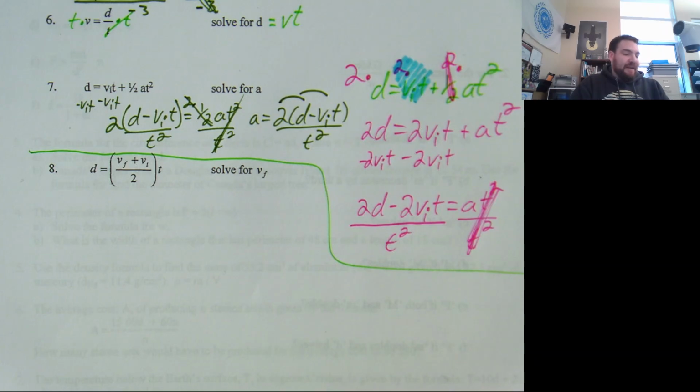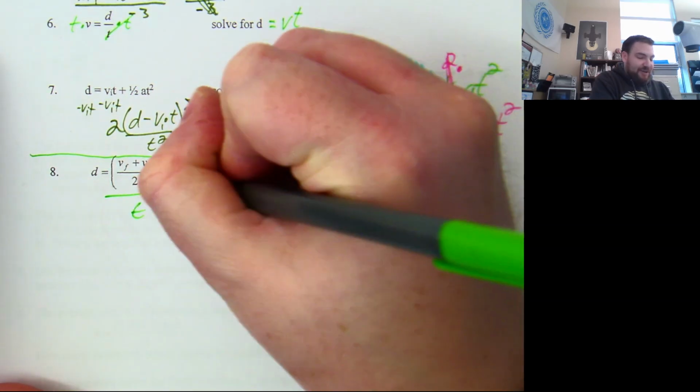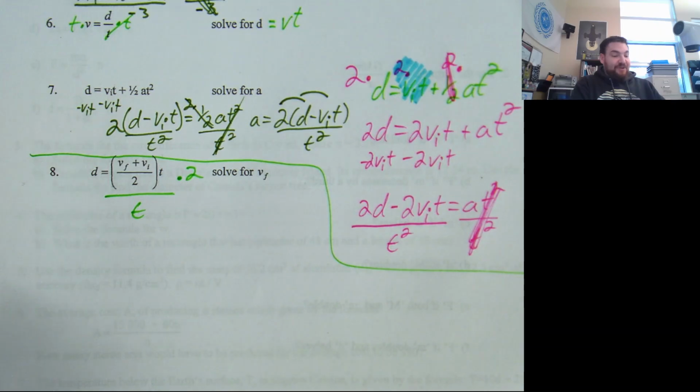One more. I want to get VF alone. What do we do? Don't just wait for other people to say something. Think about what would you do? There's a couple options here. Yes, Yuli. Okay, hold on. You're dividing by t, you're multiplying by 2. Yeah, and then you said you're going to subtract something.